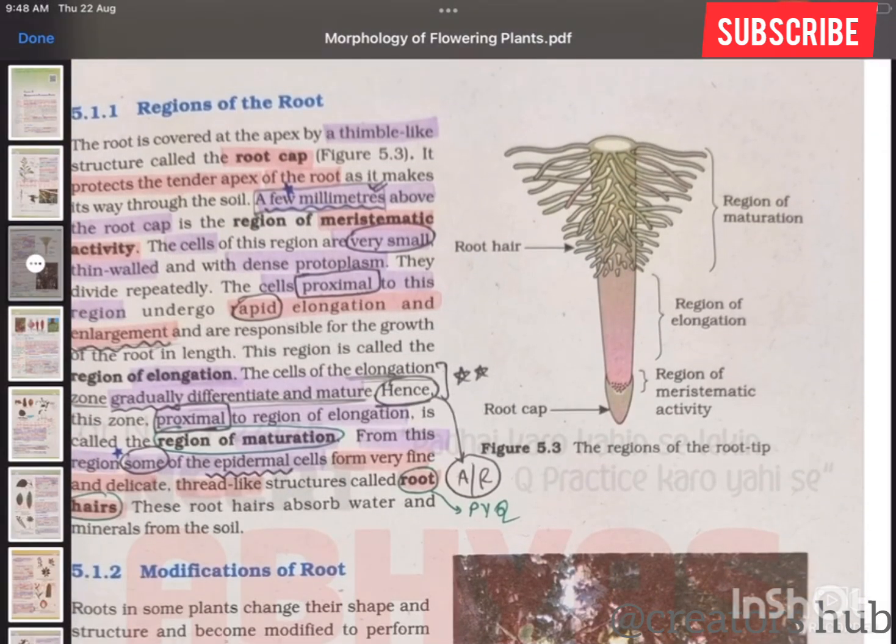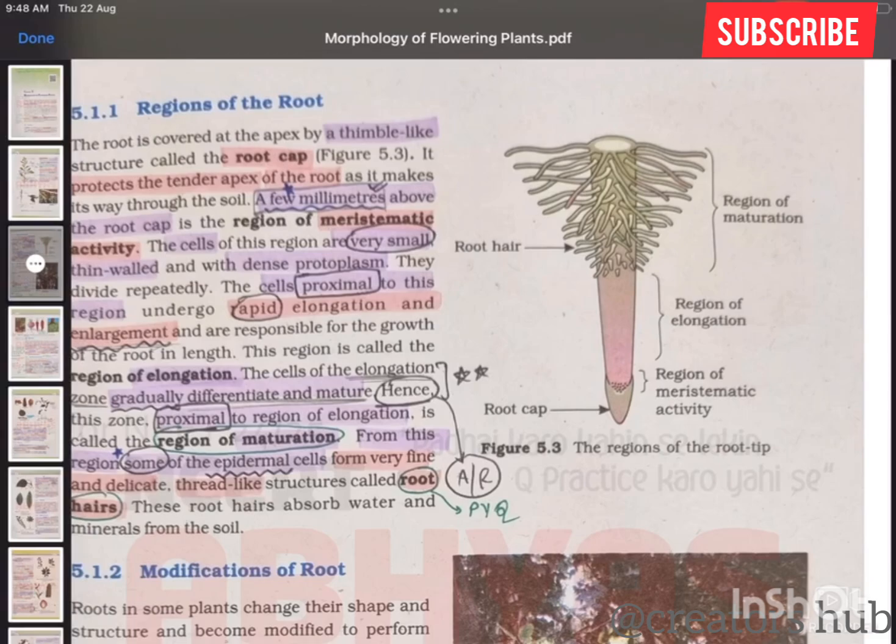Regions of root. The root is covered at the apex by a thimble-like structure called the root cap. It protects the tender apex of the root as it makes its way through the soil. A few millimeters above the root cap is the region of meristematic activity. Above the root cap there is a region which we call the meristematic region, known for meristematic activity.